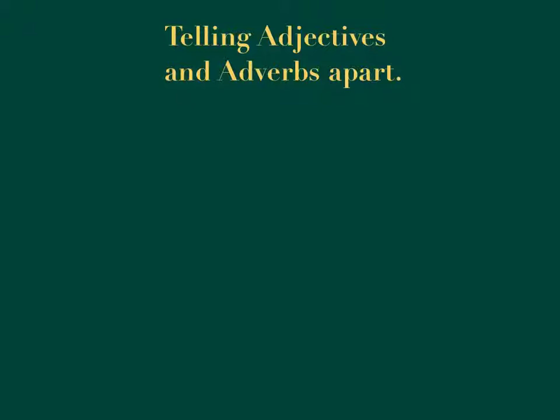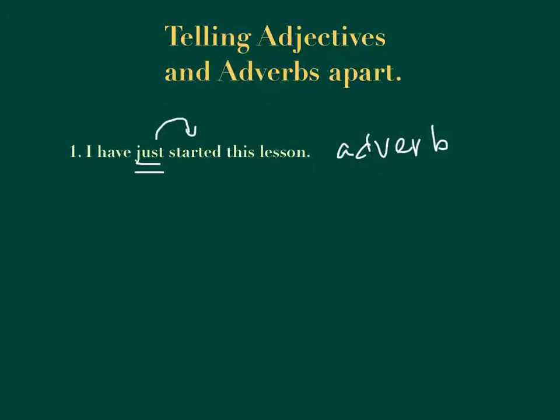Let's take a look at our first sentence. Alright, here's our first sentence. I have just started this lesson. Let me underline the word that we need to identify. There we go. So see if you can identify whether just is an adjective or an adverb. Alright, good. If you identified just as an adverb, then you are correct. The reason why just is an adverb is because it's modifying started, and started is a verb. Remember, that's what adverbs do. They modify either verbs, adjectives, or other adverbs.